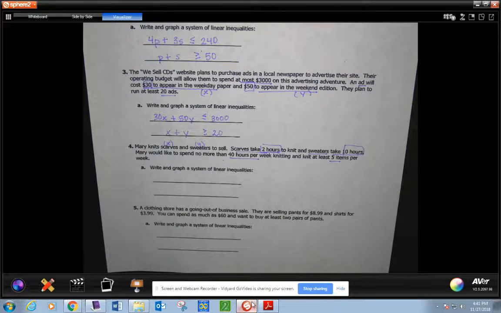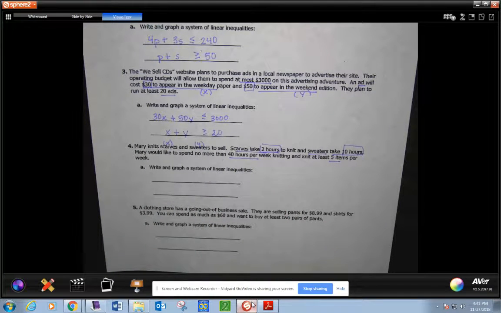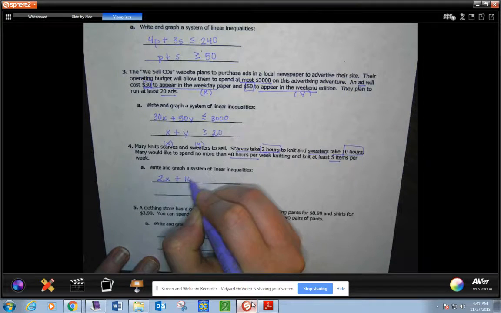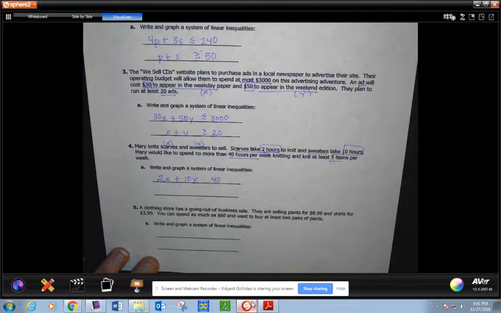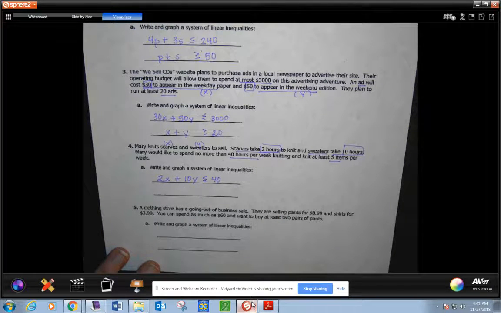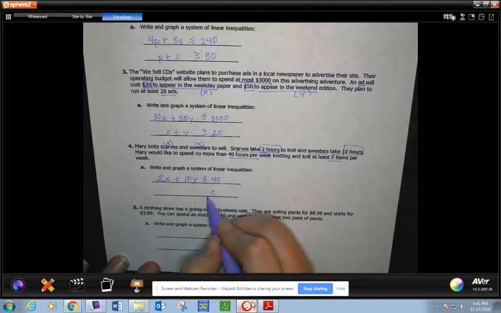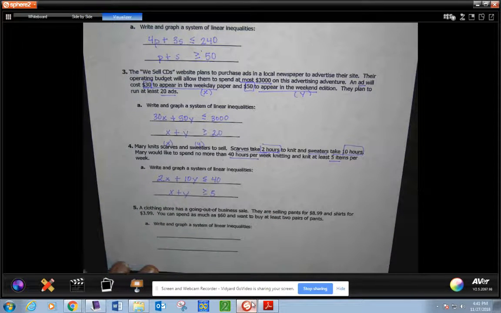Okay, there's no money in this one, so you have to keep together what is together. If you look, we underline 5 items, 2 hours, 10 hours, 40 hours. So we're going to keep hours with hours. It takes 2 hours for a scarf plus 10 hours for a sweater, and I can only work 40 hours a week. I don't want to work more than 40, so we need to be less than or equal to. Okay, since there's one equation, I need to knit at least 5 items. That's my total. So if I want at least 5, I need to be greater than or equal to, and I'm going to just add the two pieces together to get to 5 or more.